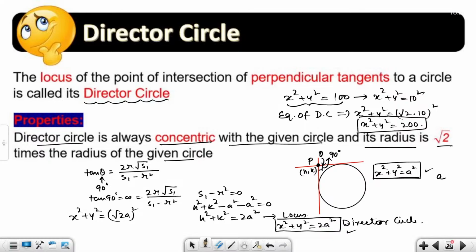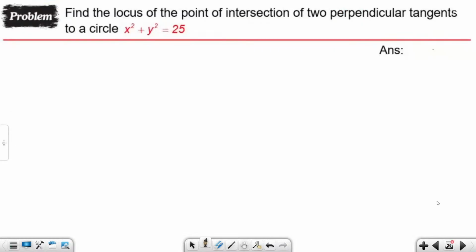Okay, let me take a problem. See this question, what they have said. They have said find the locus of the point of intersection of two perpendicular tangents to the circle x square plus y square equals to 25.